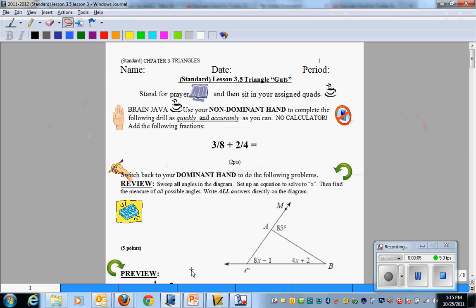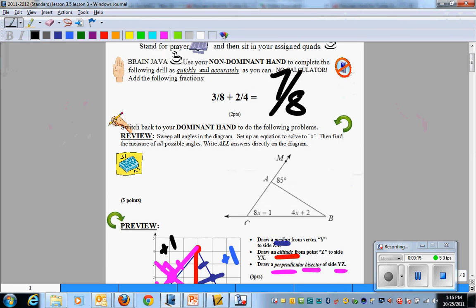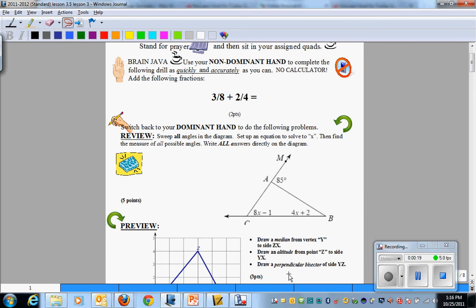At the top, the answer is 7/8. That's worth 2 points. Hopefully those were easy points. 7/8. It's +2. I'm giving you 2 points for something super easy. 7/8 plus 2.